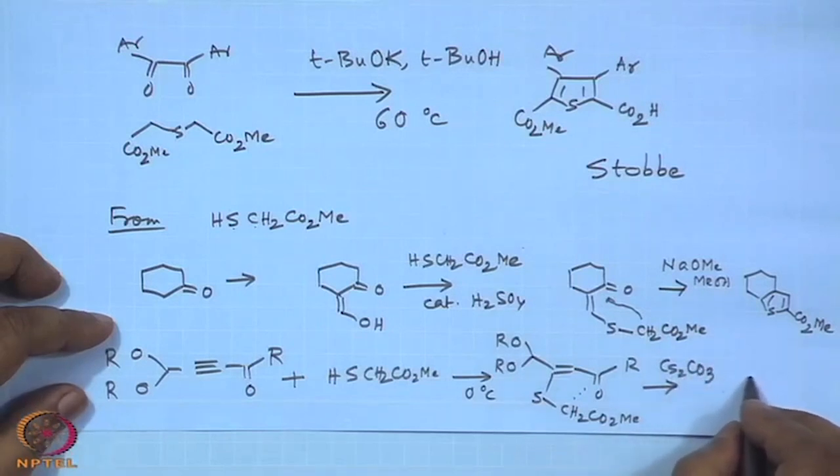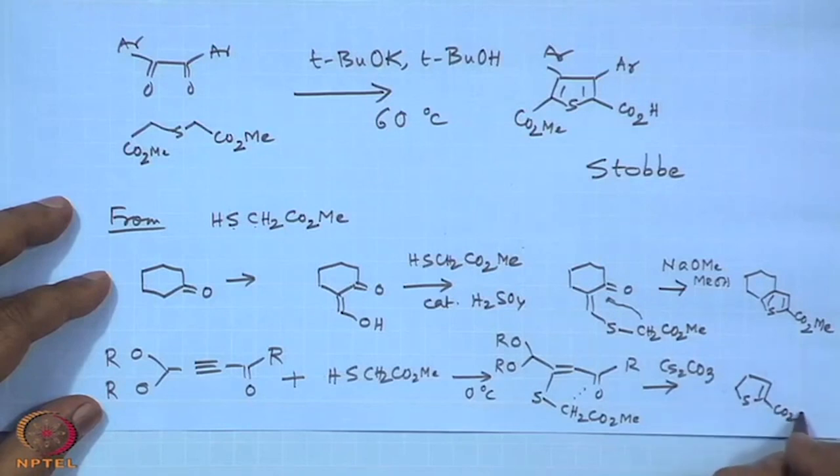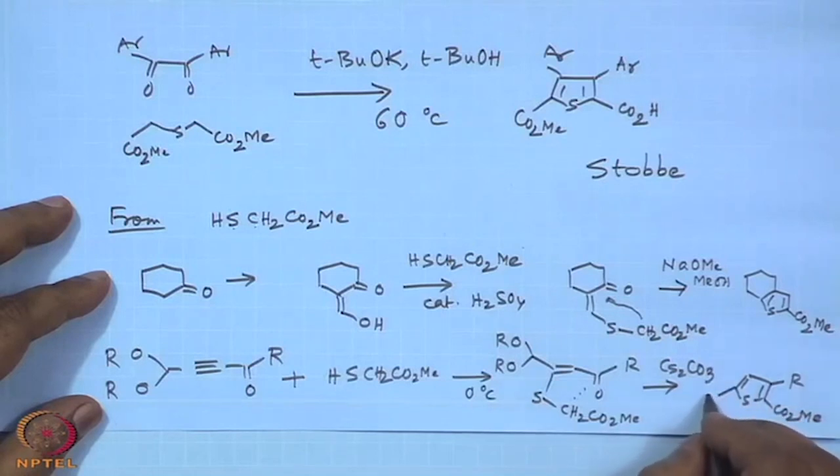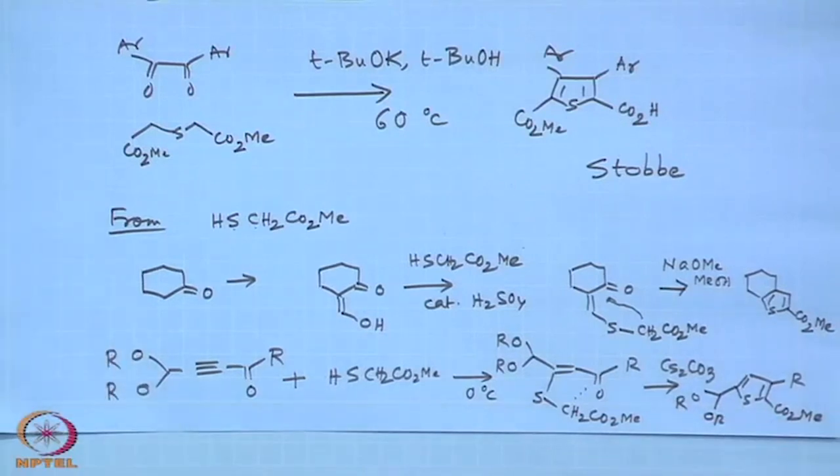So the product would then be, you can write, a thiophene unit, and then you have this ester which comes from the thioglycolic acid R, and the double bond, and then you have the other substituents that you had here, OR and OR, the ketal substituent. So this is a standard protocol, actually it is a standard protocol.